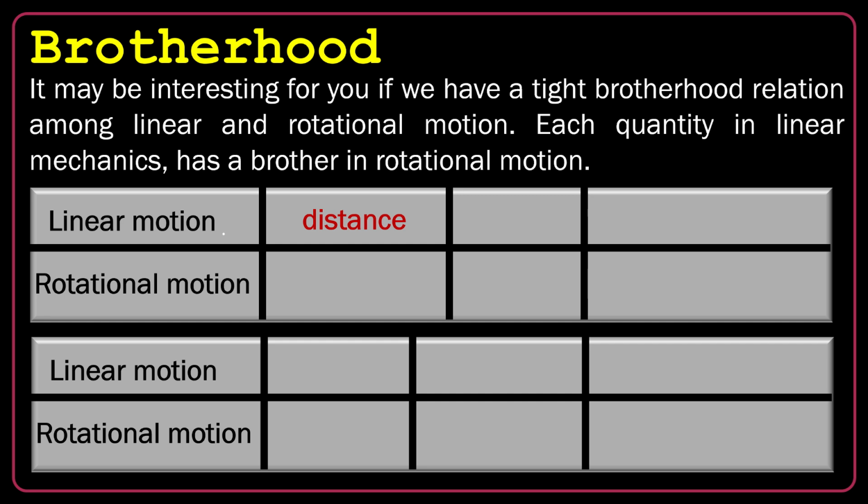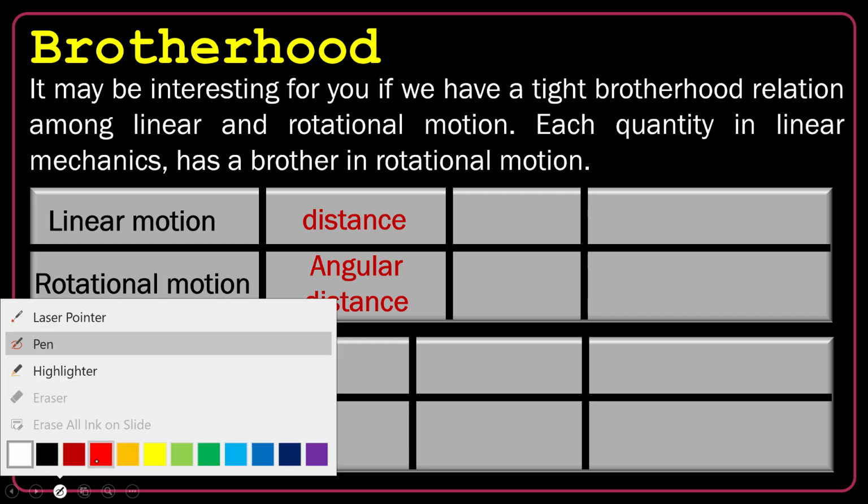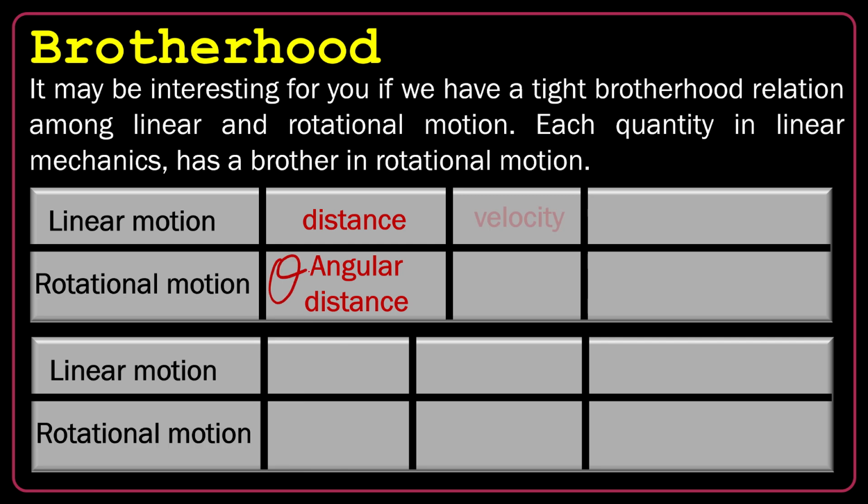Instead, in circular motion, we learn that we have angular distance. The angle the object is displaced through when it's rotating, okay? Angular distance. Let's show that angular distance by theta. This is theta, okay? The other is the velocity. You know what the velocity is. Velocity is delta x over delta t in general. The displacement in every second. The brother of the velocity in rotational motion is angular velocity. We learned it in circular motion, okay?